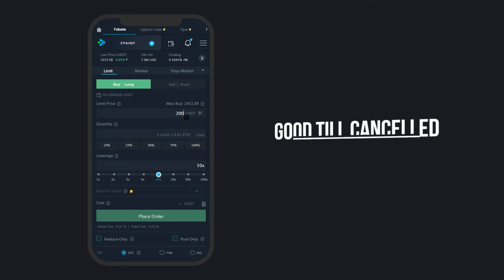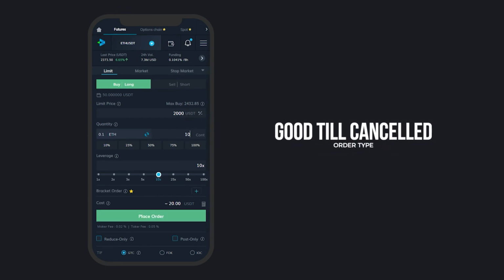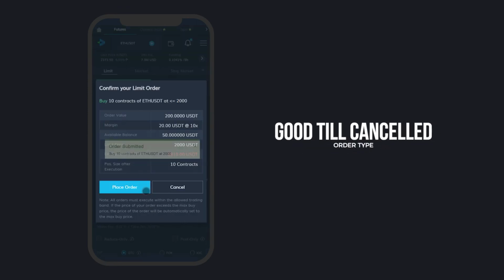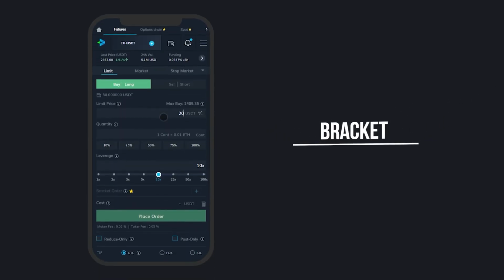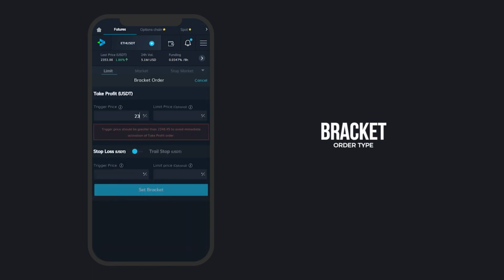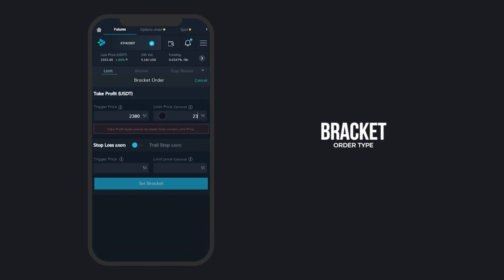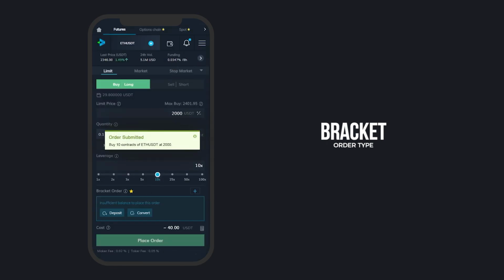The good till cancelled order never expires unless it's executed or you cancel. With a bracket order, you place three orders at once. Usually, a bracket order consists of your main buy or sell order, bracketed by two trigger orders to take profit and stop loss.